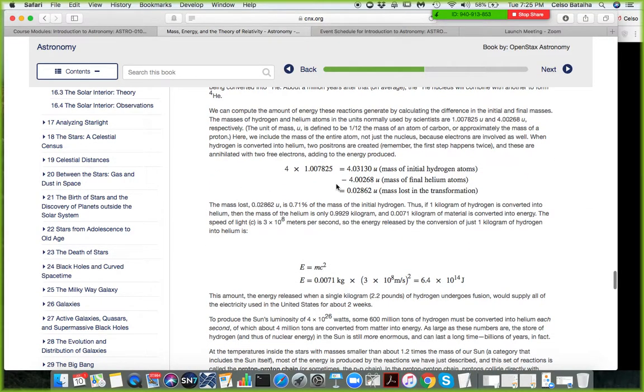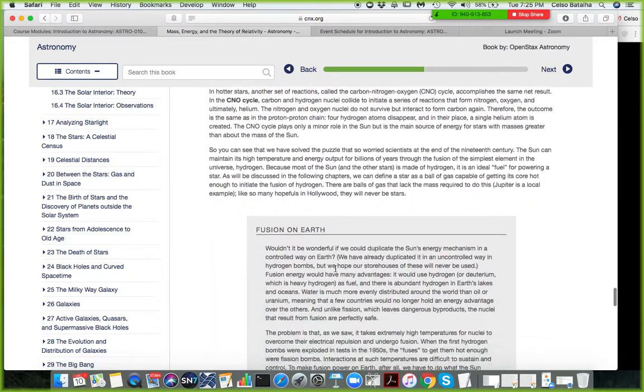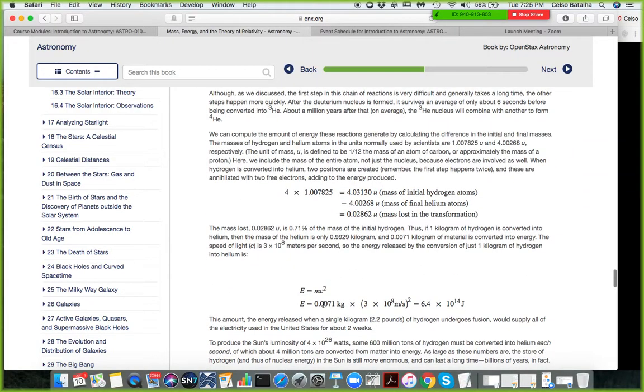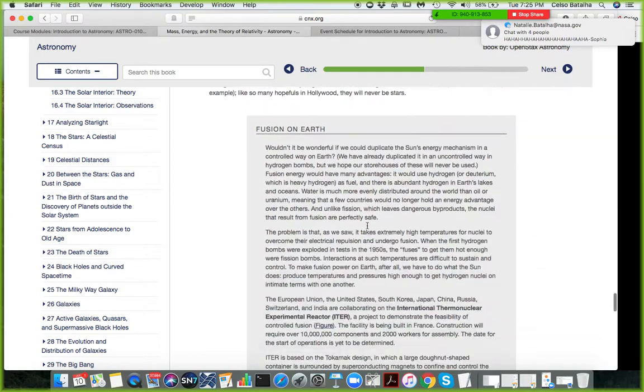And here's the calculation. If you take four atoms of hydrogen, that's the equivalent mass of it. And if you take the equivalent mass of a helium atom, you have much less than that.